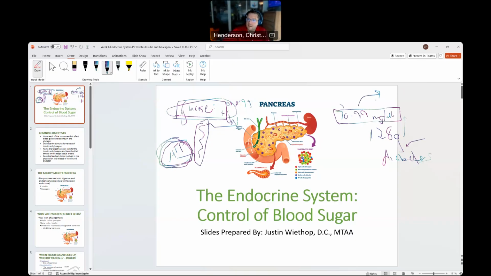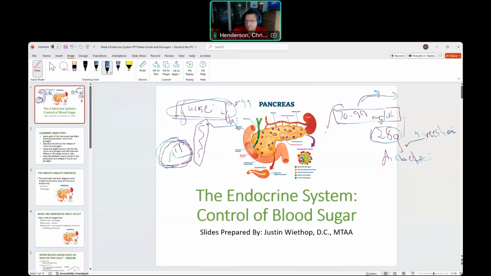So that's what it is when blood sugar gets too high, right? It's over 128 fasting. It's also called hyperglycemia. Now, what happens if blood sugar gets too low?